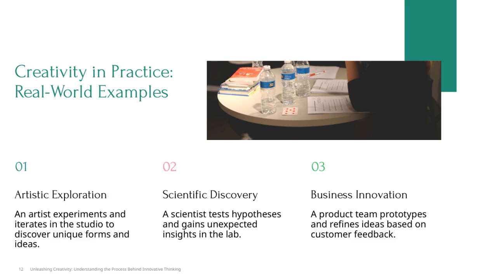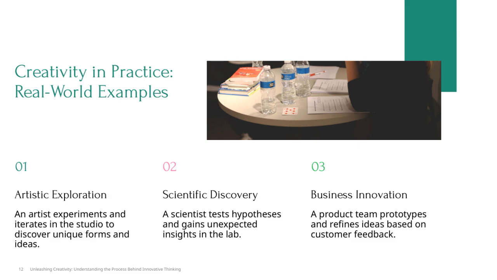Moving on to scientific discovery. A scientist tests hypotheses rigorously in the lab. Sometimes they get unexpected insights that can change the entire direction of their research, showing how creativity fuels innovation in science. Lastly, business innovation happens when a product team develops prototypes and continuously improves them by listening closely to customer feedback. This user-centric approach ensures products evolve to meet real needs.